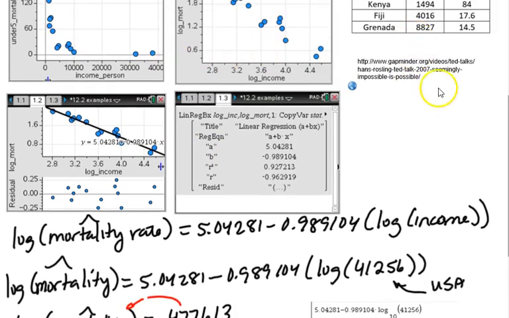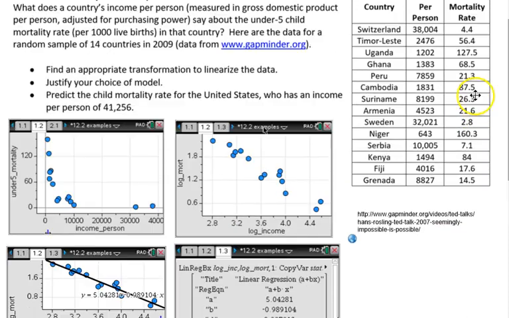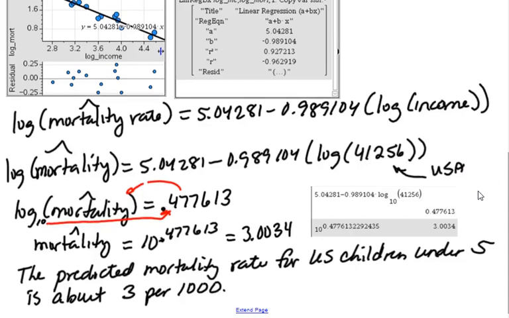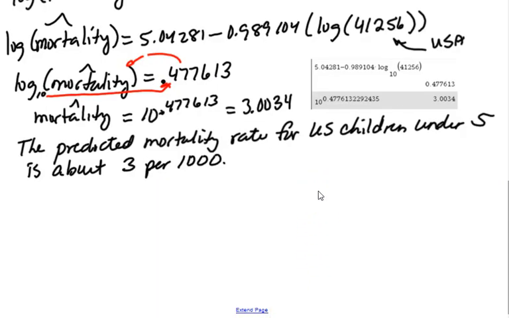If we look at the next closest, Sweden has a mortality rate of 4.4. We have Switzerland, 2.8. So with a large income, a 3.3 mortality rate seems very reasonable as predicted here. So the predicted mortality rate for U.S. children under 5 is about 3 per 1,000.